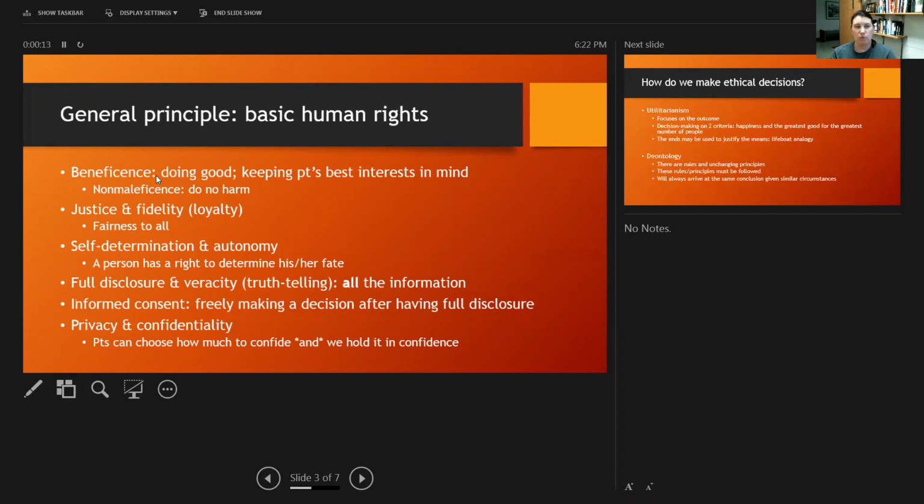Again, here are some principles that I want you to be thinking about when you're thinking about the concept of personhood. Beneficence, to do good; justice and fidelity, or loyalty or fairness to all; self-determination and autonomy, that a person has a right to determine his or her fate; full disclosure and veracity, so telling the truth; informed consent, where they're freely making decisions after having all the information given to them; and then privacy and confidentiality.